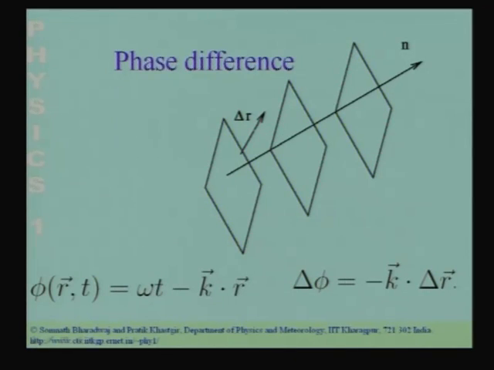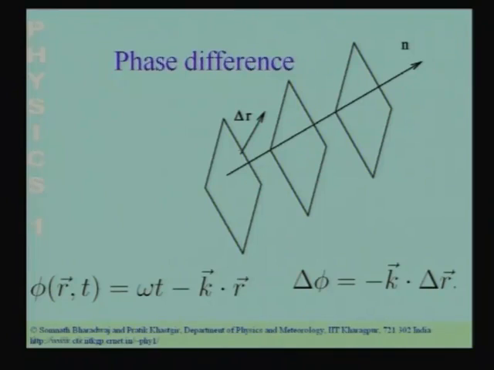So, this is what the wave fronts look like if I have waves propagating in an arbitrary direction. Now, let us ask another question. How much does the phase change if at a fixed time I look at 2 different points? So, the question we are asking is, what is the phase difference between this point and this point?